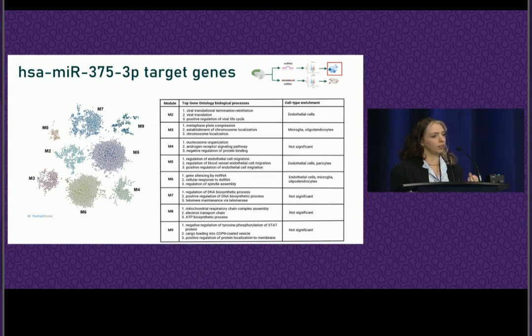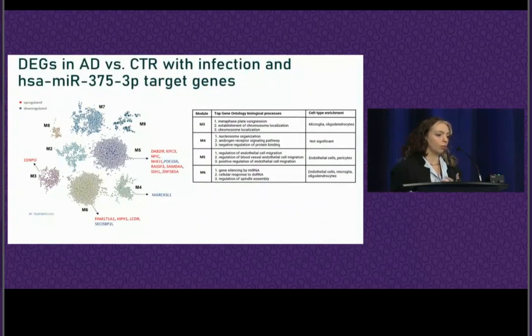So we wondered, did any of the differentially expressed genes that we found in infection overlap with the genes that we found as targets of this microRNA? And we did find them. Most of them were highlighted to be present in the M5 module, which has vascular biological processes. We also looked at the genes that we obtained from the gene network and found that most of them were also overlapping with the M5 module.